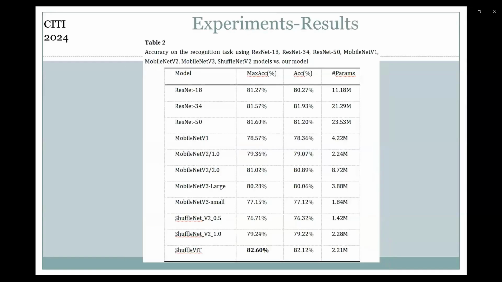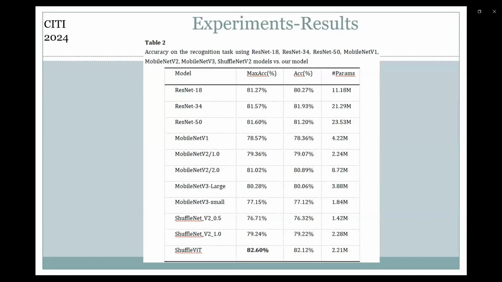The results in Table 2 show that ShuffleViT outperforms other convolutional neural networks. For the ResNet series of convolutional neural networks, ShuffleViT outperforms ResNet 18 by 1.33%, ResNet 34 by 1.03%, and ResNet 50 by 1% in the accuracy of the image classification task.